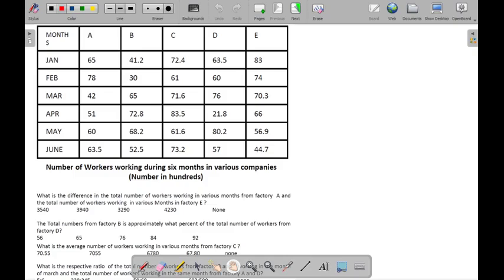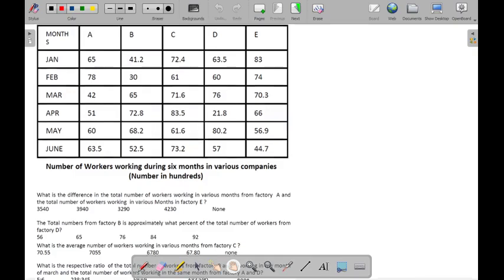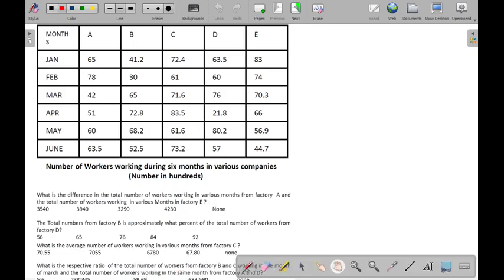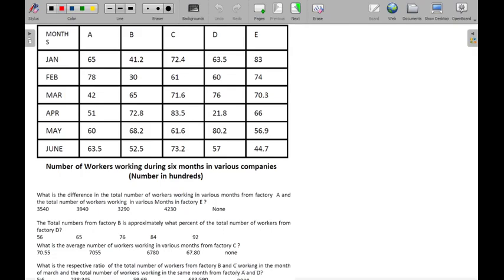Let us go to the table chart. This table elaborates the number of workers working in various companies, in hundreds. It says that in company A in the month of Jan there were 65 people working, since this value is in 100.